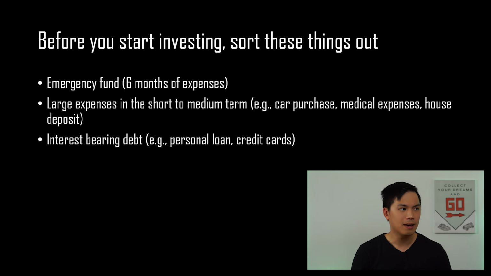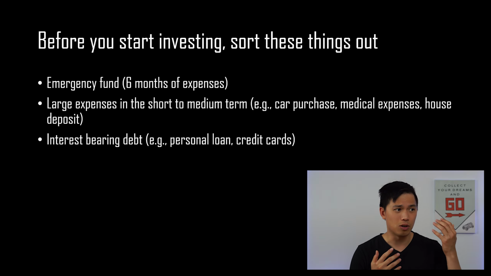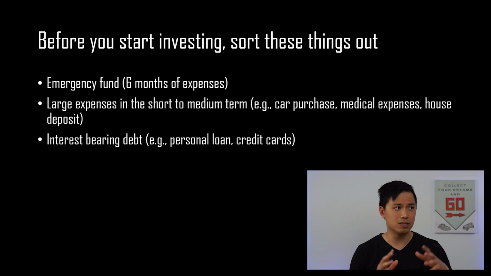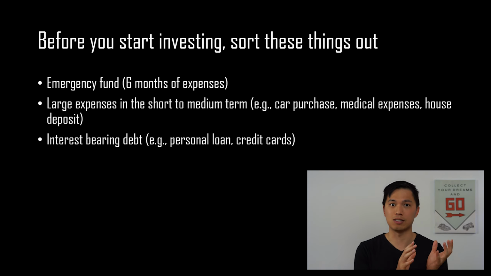Leave that aside. And lastly, whether you have any high interest-bearing debt. So for example, if you have a personal loan or a credit card debt that charges you high interest rates, so anything above 6%, I would say, is pretty high interest rates. So pay that off first with your $10,000. And once you've sorted all those things out, then that $10,000 that you have left can go into investing.